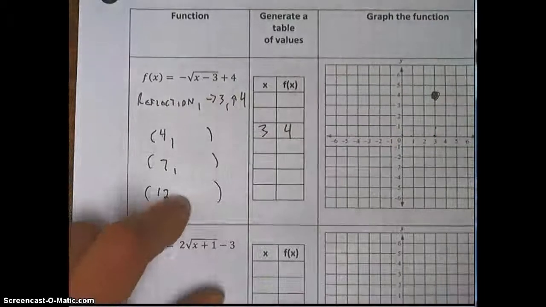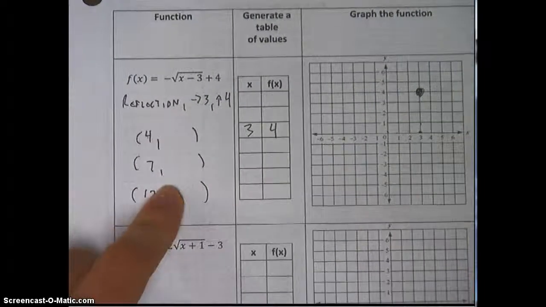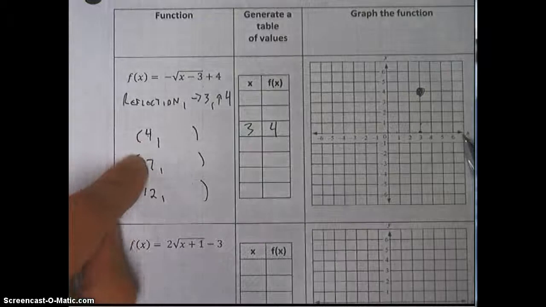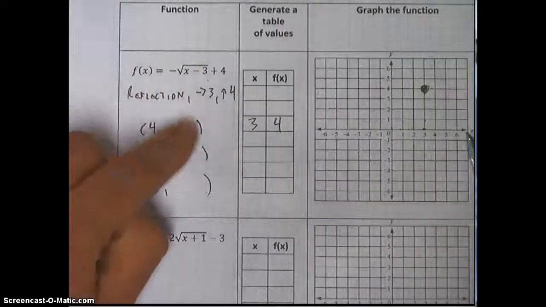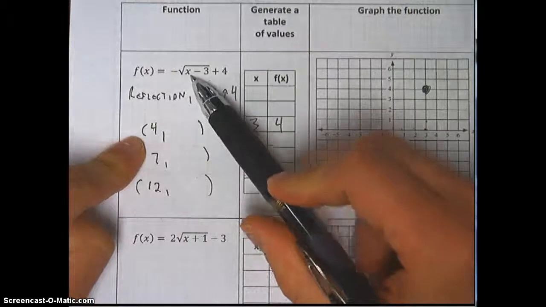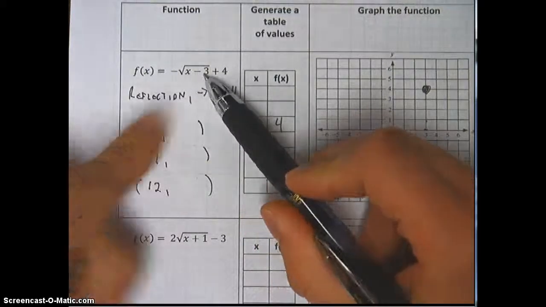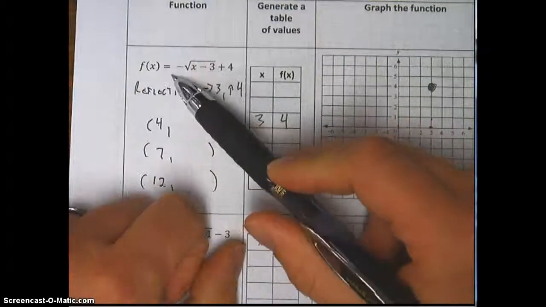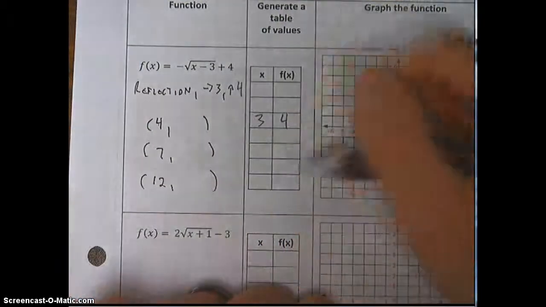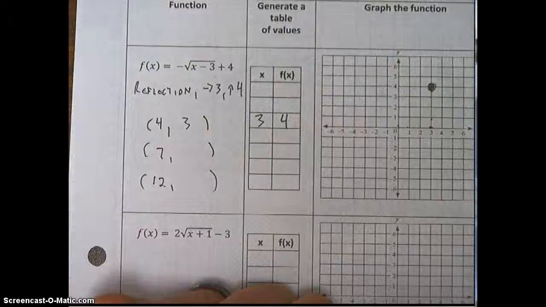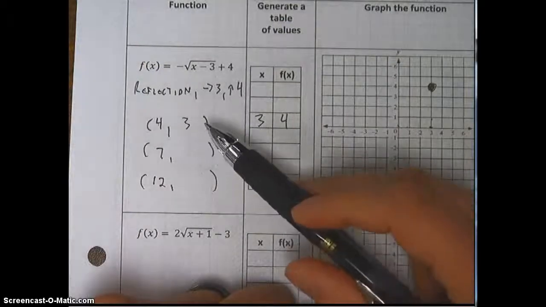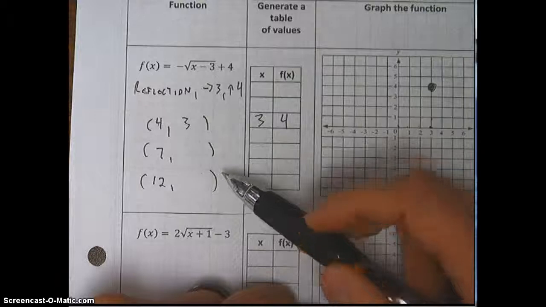Obviously I'm not going to be able to graph all of these because this graph only goes up to 7, but I'll be able to get these two. To figure out the y-coordinate, you just plug it in. I'm going to plug in 4 for x. 4 minus 3 is 1. Times a negative is negative 1. Negative 1 plus 4 is positive 3. So that's a coordinate. See how it's a whole number? We used these perfect squares.